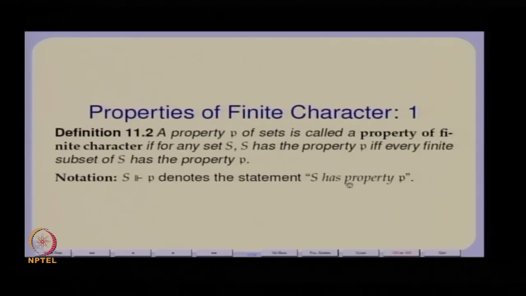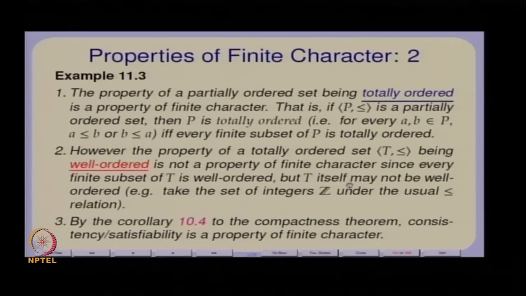Properties of finite character are always useful to characterize various kinds of infinitary properties. So here are some simple examples. You take the property of a partially ordered set being totally ordered. A set P under some less than or equal to relation is partially ordered. Then it is totally ordered if and only if every finite subset of P is also totally ordered. So the property of being totally ordered, in the universe of partially ordered sets, is a property of finite character.